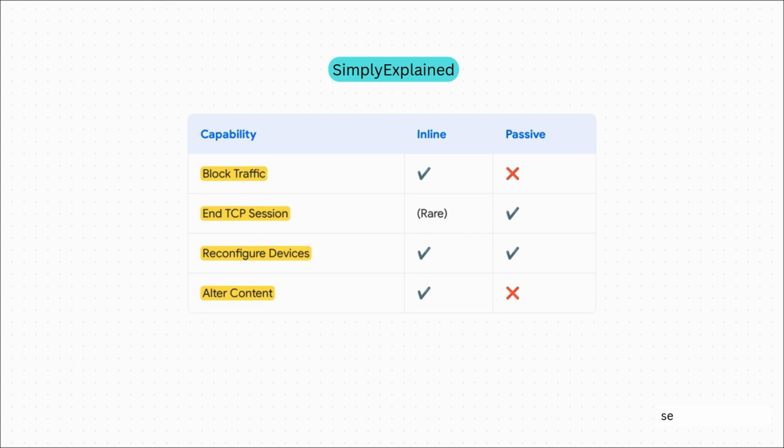Now, a passive sensor can try to end a bad session by sending reset commands to both ends, a technique called session sniping. But honestly, that's often too slow to be really effective. Both types, though, can usually reconfigure other devices, like telling a nearby firewall, hey, block this attacker's address, now.